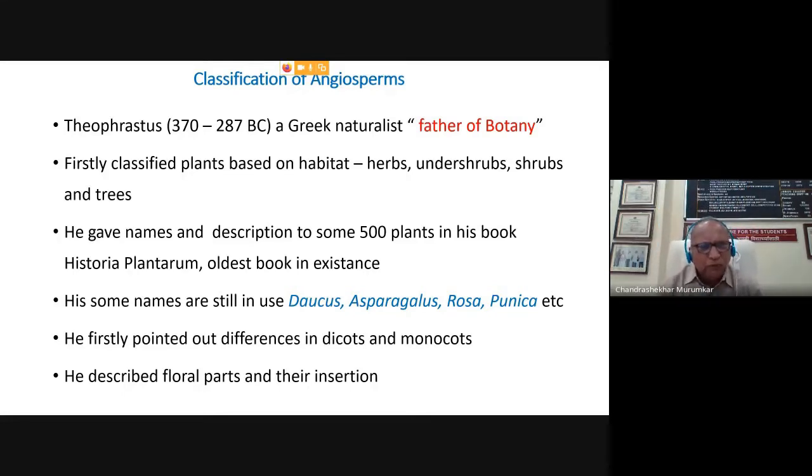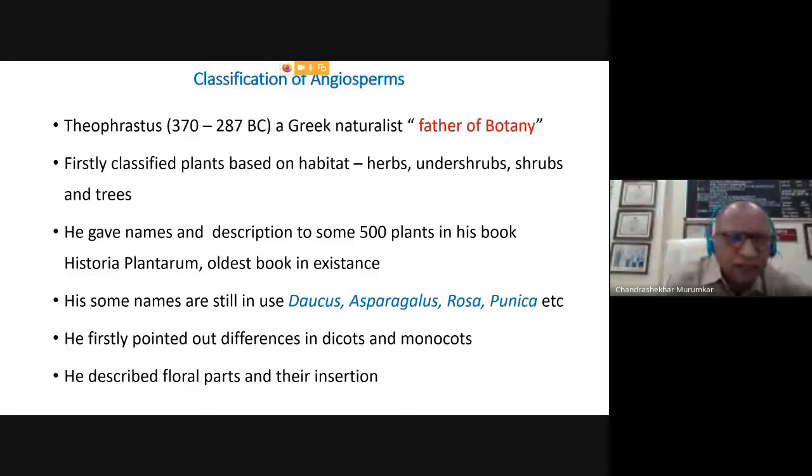He was the one who first classified the plants based on their habitat. So he identified the habit like herbs, undershrubs, shrubs and trees, even the climbers. Also, he gave the names and description of more than 500 plants present around him. For this purpose, he wrote one book, Historia Plantarum, a plant history. Remember, this book is still in existence in Rome, the capital of the Catholic world, and people do use this book.